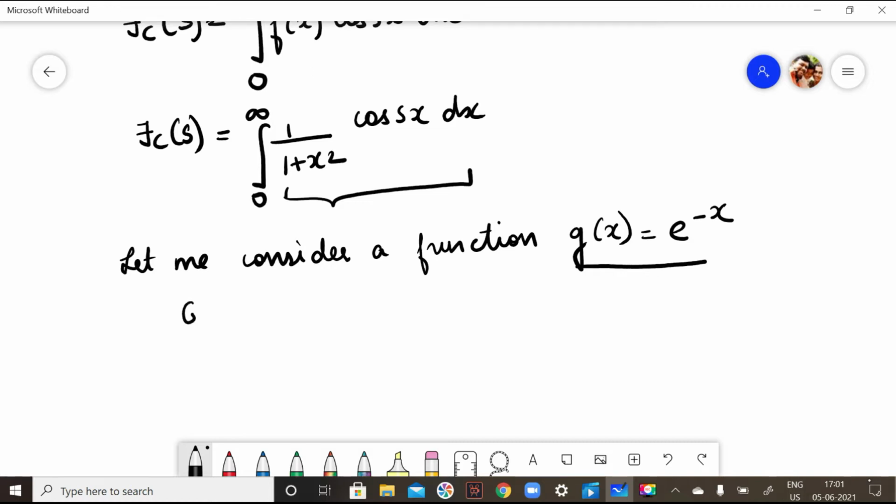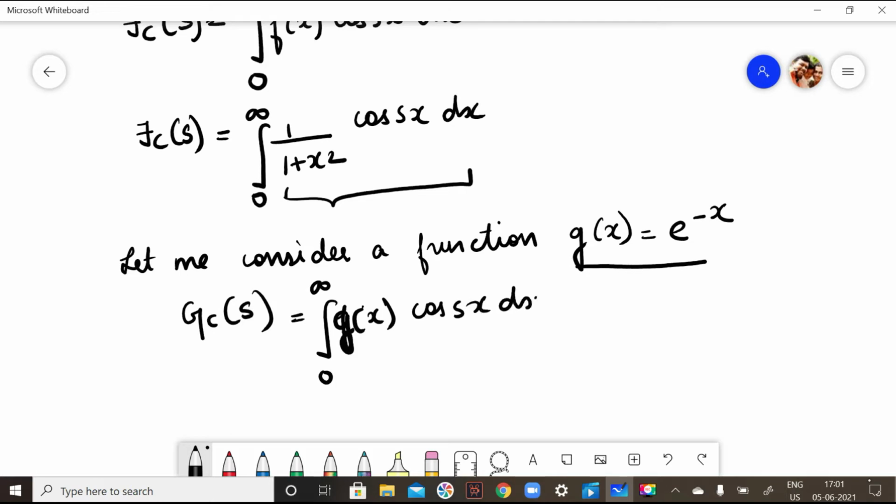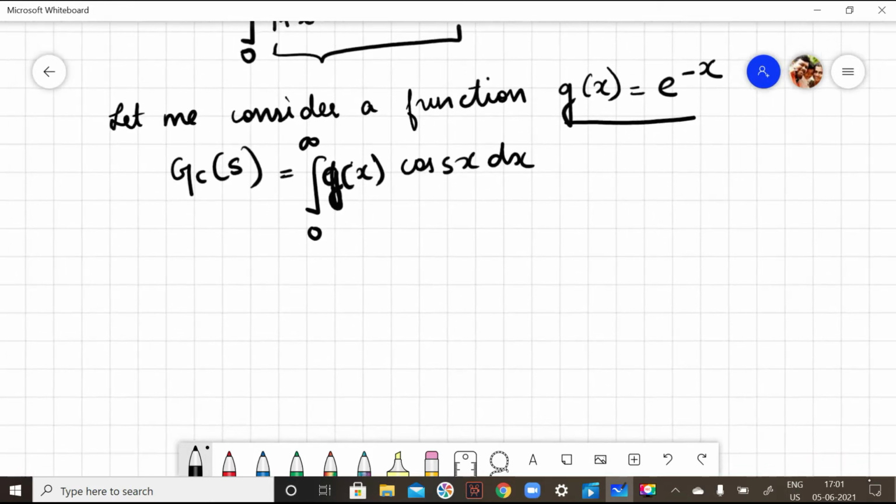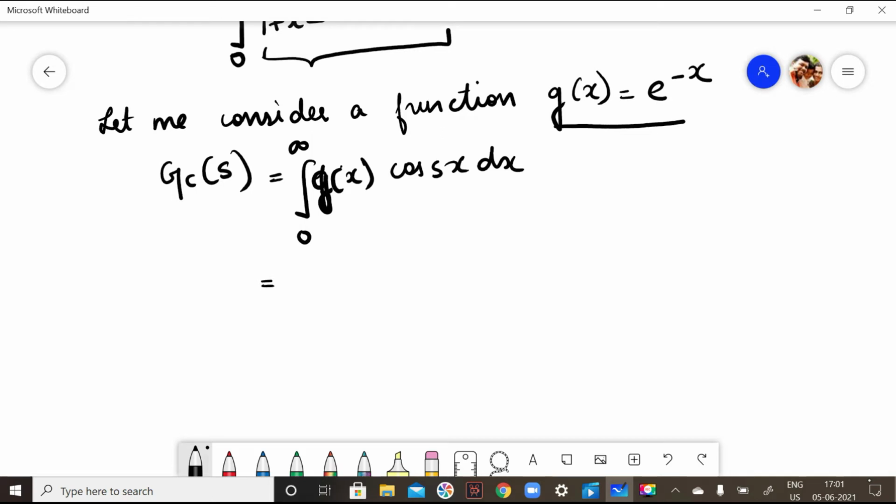What is the formula? Gc of s, because the function is g of x, is equal to the integral from 0 to infinity of g of x cos sx dx. Instead of g of x, what will I put? I will put the integral from 0 to infinity of e to the power minus x cos sx dx. Now this integration is easy for us to solve.